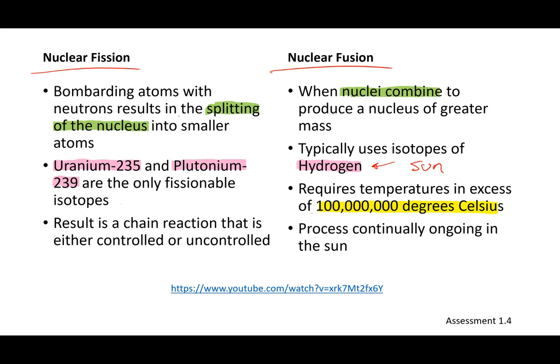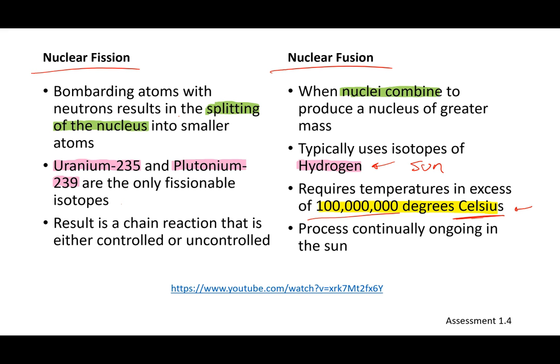It requires temperatures in excess of 100 million degrees Celsius, which is the main reason why nuclear fusion is not a viable option here on Earth right now, because the energy demands to create such high temperatures make it a pointless energy alternative, because you're using more energy than you get out. But hopefully in the future, scientists can develop a way to make this more efficient.